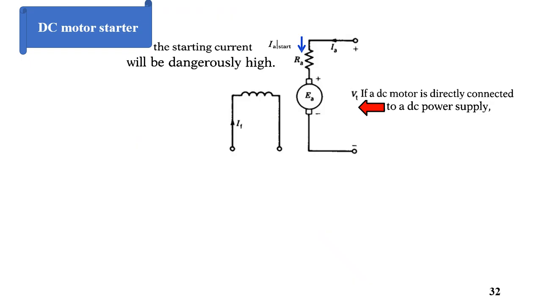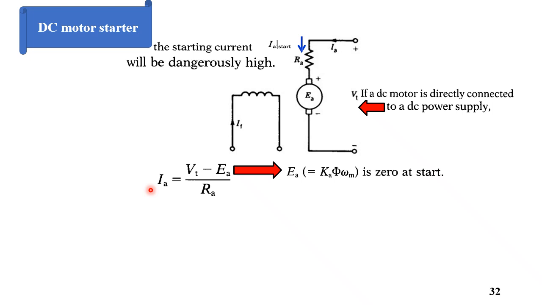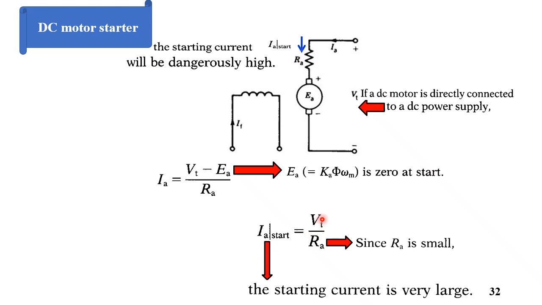For starting of DC motors, the starting current will be dangerously high due to the small value of RA and the back-induced EMF, where the terminal voltage or the battery is connected directly to the DC supply. IA equals V terminal minus EA divided by RA, and EA equals K phi omega, and omega here is almost zero, then back-induced EMF will be almost zero. Then IA at the start equals V terminal divided by RA, and RA is very small and V terminal is high, then the starting current is very large.